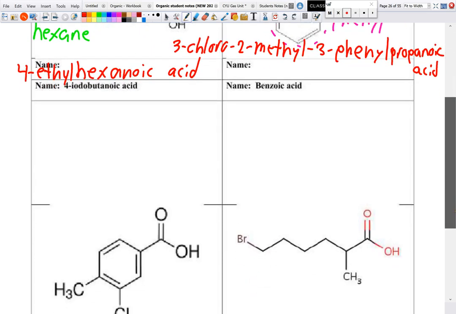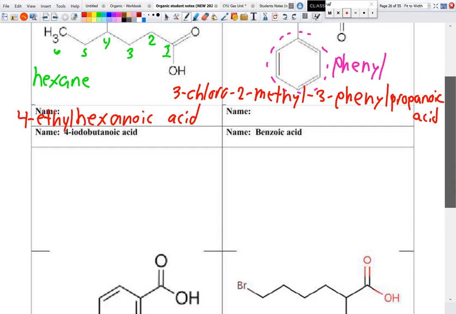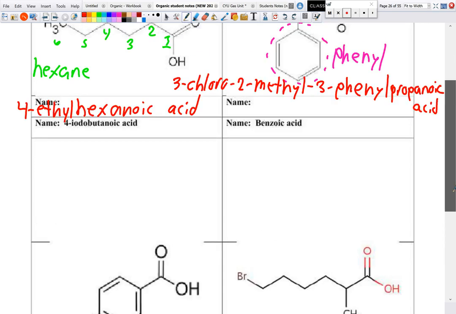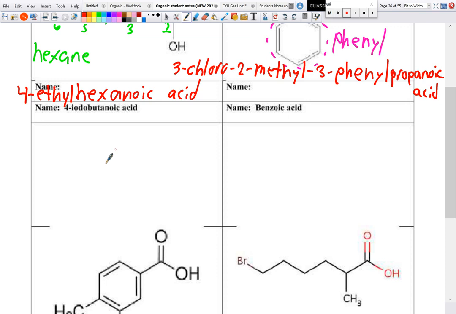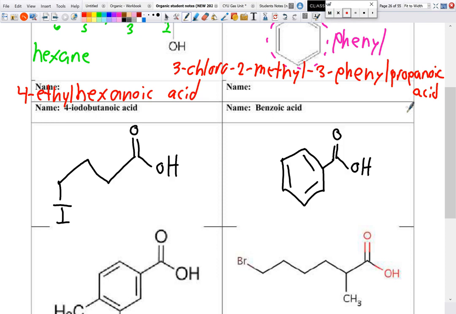All right, so we do have a few other ones here. So practice some drawing, and then of course practice some naming. I'd like you guys to draw these on your own, see if you can get them, and I'm going to put the answers up in 3 seconds. All right, and the answers look something like this. So we have our 4-iodobutanoic acid. It looks like this, so we can tell there's 1, 2, 3, 4 carbons long. So that's where we get our butanoic acid.